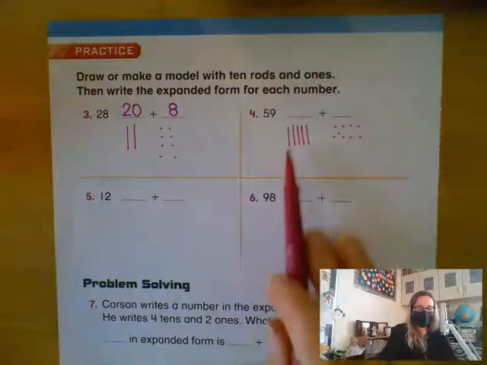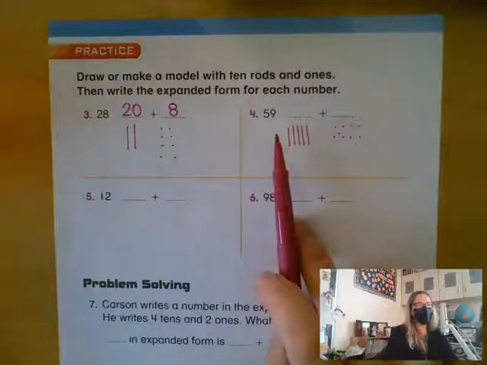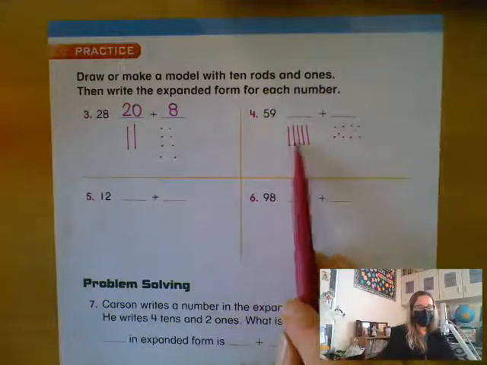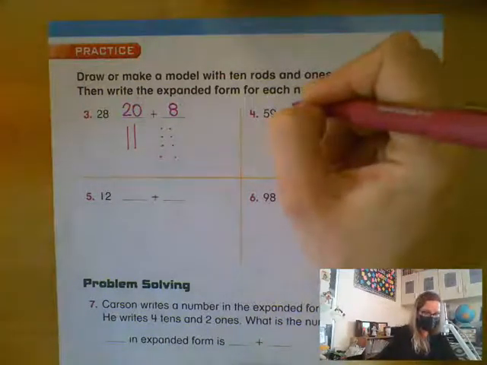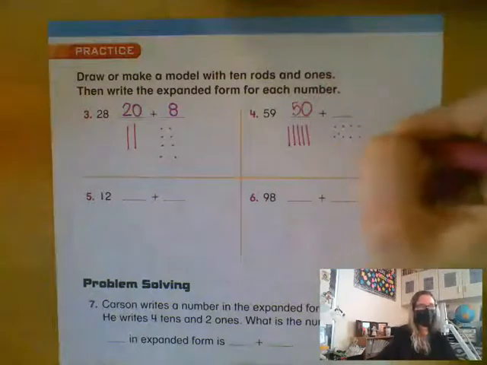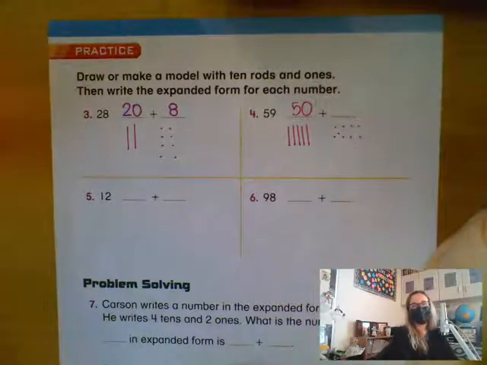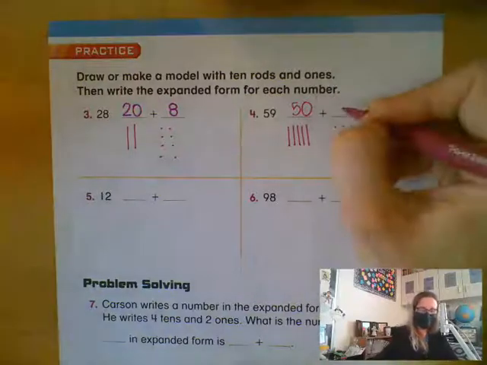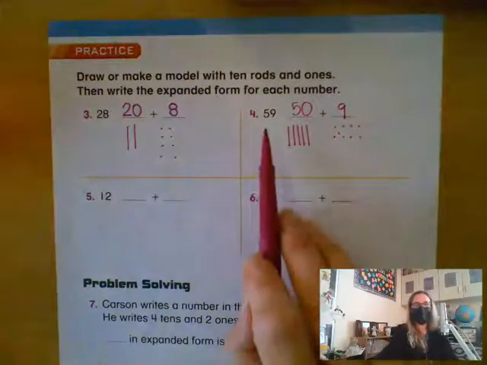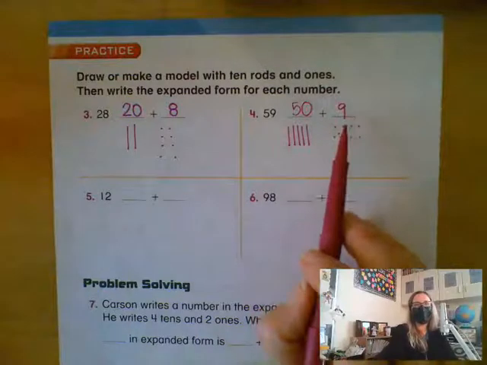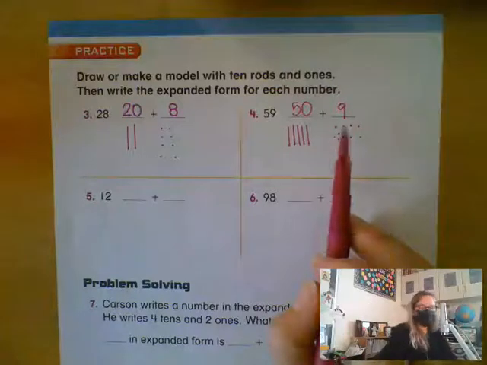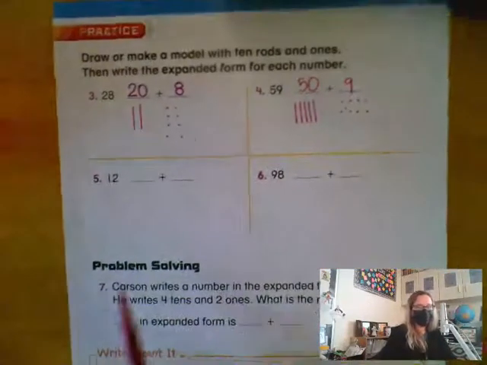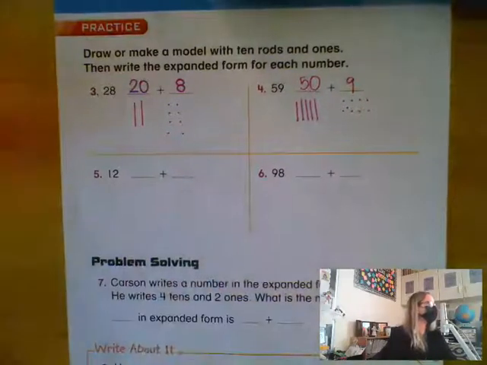So now, Blake, you told me 5 tens. What's the value of 5 tens? How much is it worth? 10, 20, 30, 40, 50. And what's the value of 9 ones, Noah? 9. So 59 in expanded form is 50 plus 9. Thumbs up if you feel like this is making sense. All right, so I want you to do the next one, okay? I have the number 12. How many tens and how many ones?